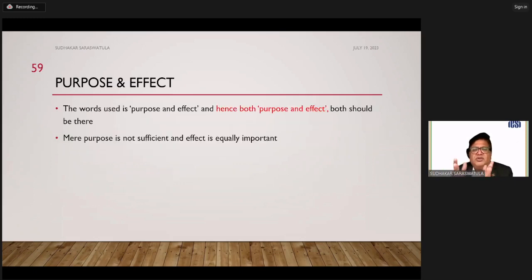Sometimes the question comes whether it is purpose or effect, but the words used are purpose and effect. So mere purpose is not sufficient. Suppose I gave a loan, and no doubt the mens rea might be that the party has to give a loan to my related party, but somehow it has not happened. That means it is a simple loan transaction from the listed entity to an unknown party. But the effect has not taken place, for whatever reasons. Is it coming under related party transaction? The answer is no. Because the purpose and effect both are to be there, only then will it fall under the definition of related party transaction. Mere purpose is not sufficient.